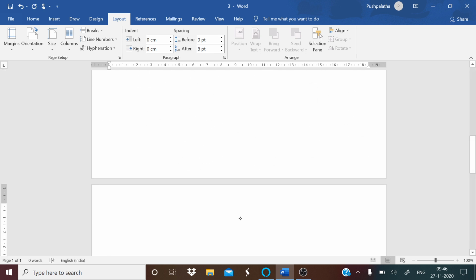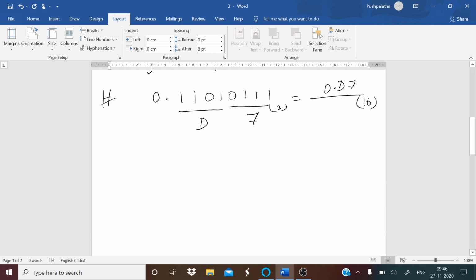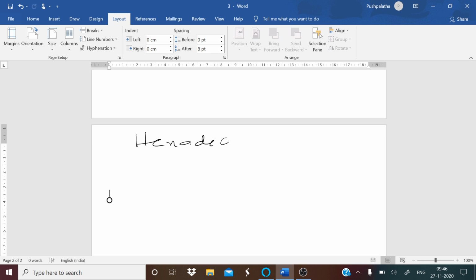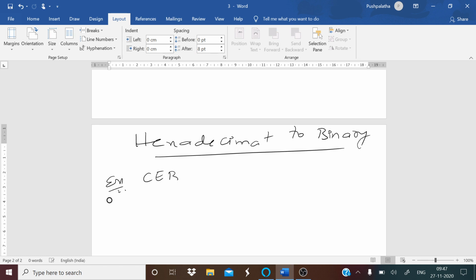Now the next, in the same way, we are going for the conversion of hexadecimal to binary. Hexadecimal to binary conversion. So how do you make this? Now for example, you have CEBA. This is present in your base 16, that is in your hexadecimal. So how do you convert this into base 2?